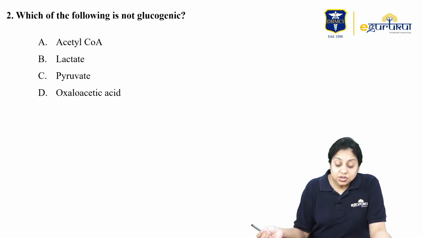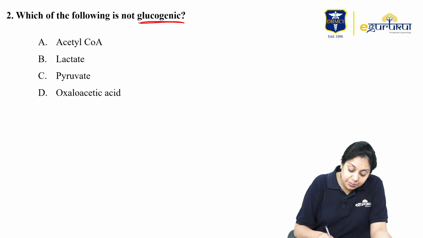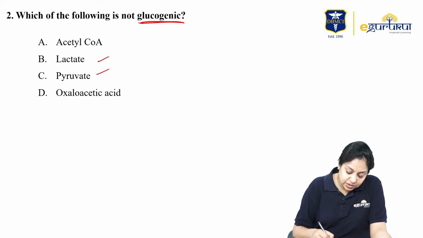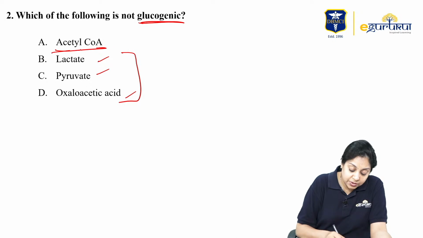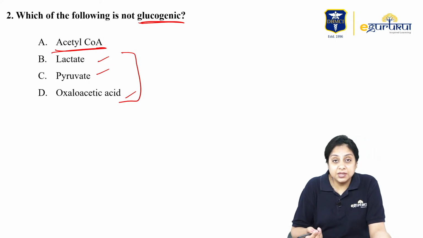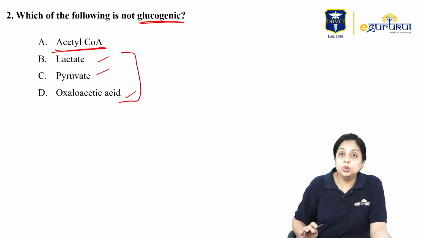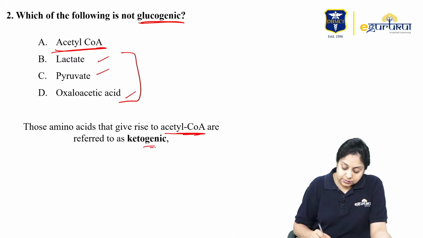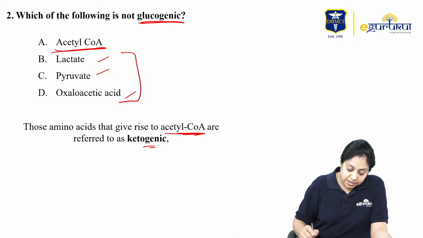Which of the following is not glucogenic? Another very simple, straightforward question. Glucogenic or ketogenic? For glucogenic, you will see pyruvate, lactate, oxaloacetate, right? All these are glucogenic. Not glucogenic are acetyl coenzyme A, acetoacetyl coenzyme A, beta hydroxybutyric acid, like the ketone bodies, if it is forming, so it is not glucogenic, right? So choice A is your correct answer.